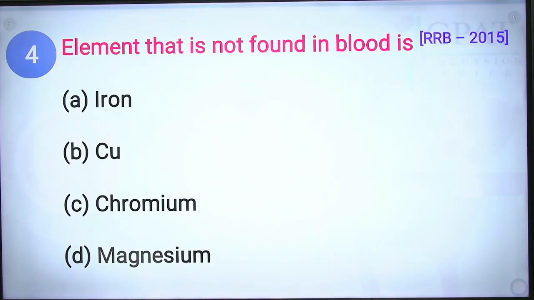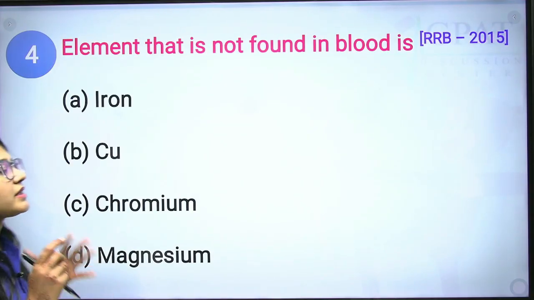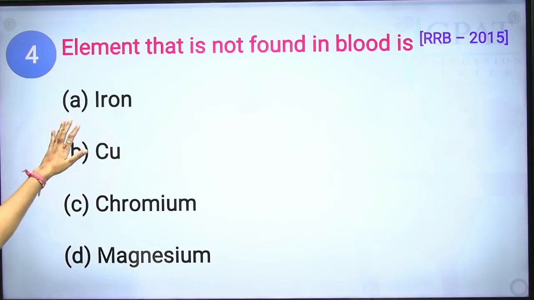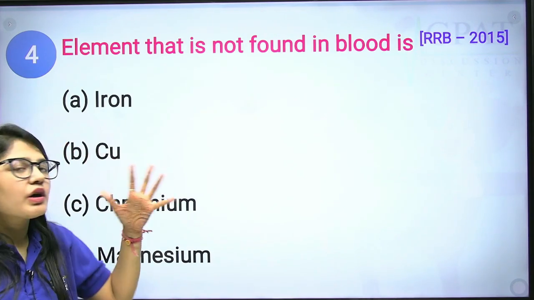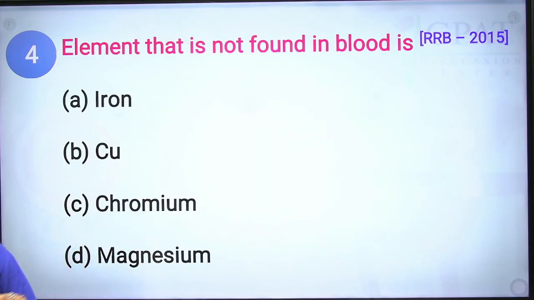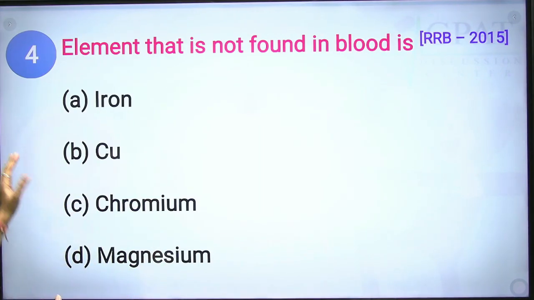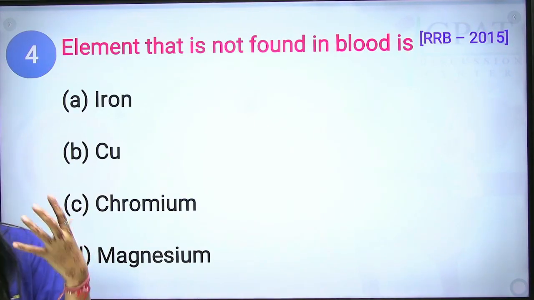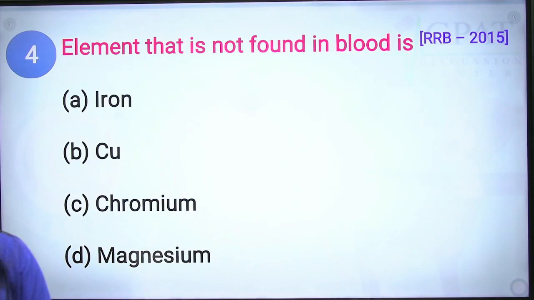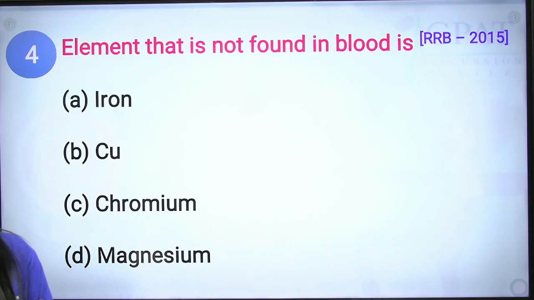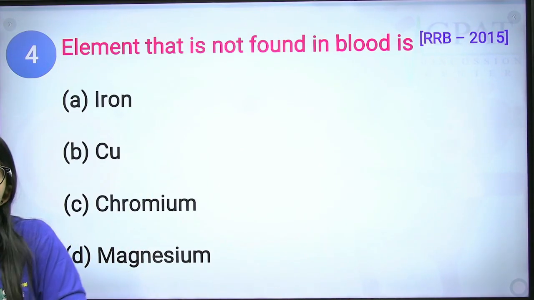The element that is not found in blood is, this is a previous year question from Railway Pharmacist 2015. Okay. Iron. This is the key component of your blood. It is present in hemoglobin and helps in oxygen transportation. Copper, that is Cu. Traces of copper are present in some amount that is helpful for important enzymes that make the hemoglobin.